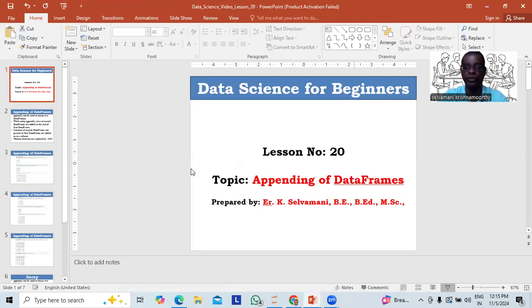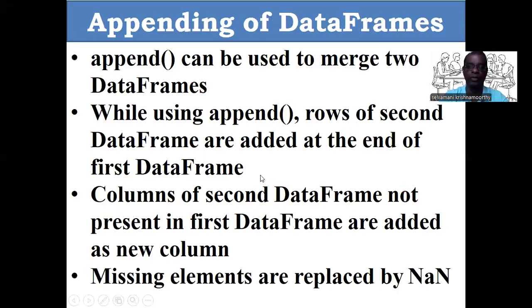Data Science video lesson number 20. So the topic is appending data frames. The append method can be used to merge two data frames. A data frame means it has rows and columns. How to merge two data frames? We can use the append method. While using the append method, rows of the second data frame are added at the end of the first data frame.